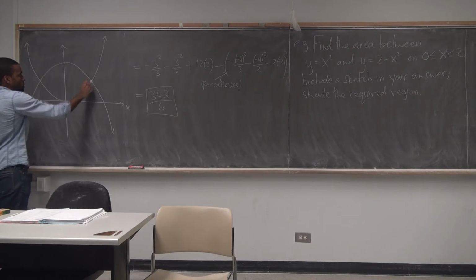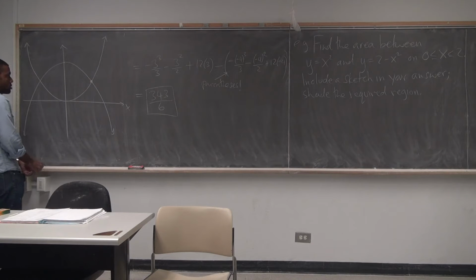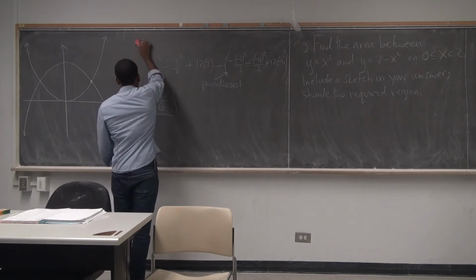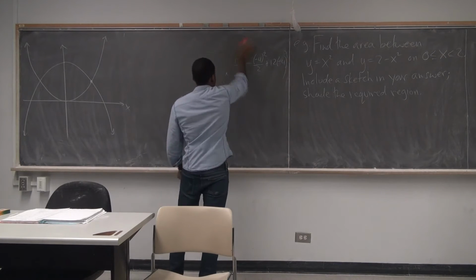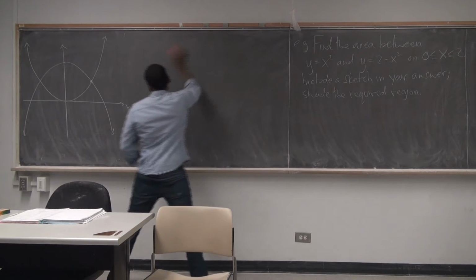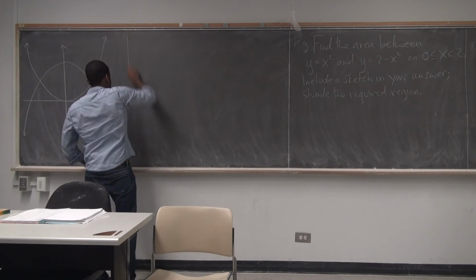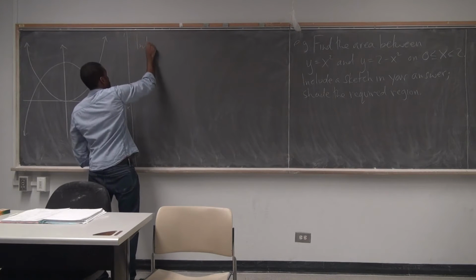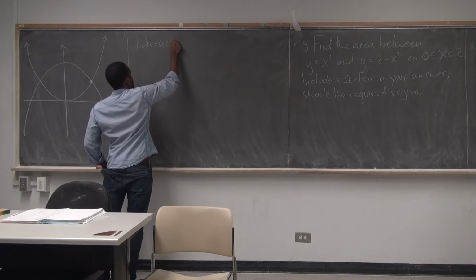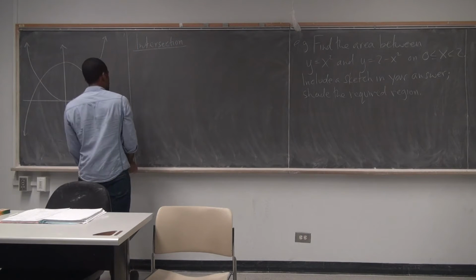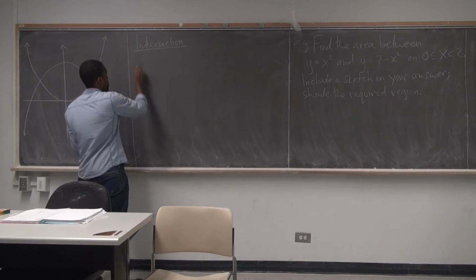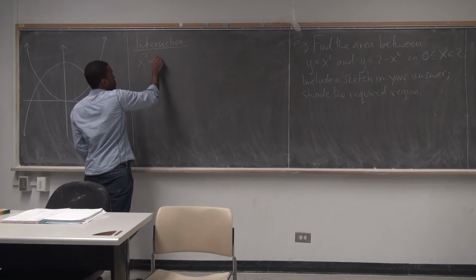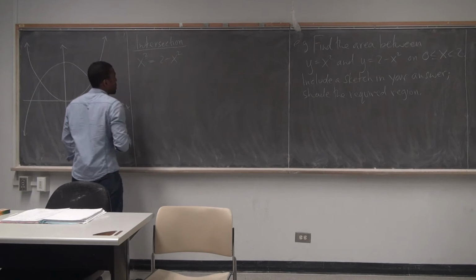See where they intersect? Are you sure? You're positive? Where do they intersect? You wanted to plug them in each other. Let's find those intersections. How do I find the intersection? Okay, and what will we get? We get x squared equals 2 minus x squared. How do I solve that?